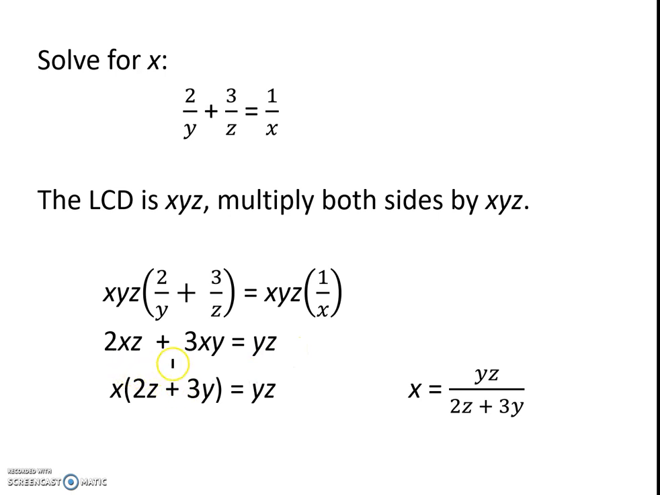We factor out an x on the left side of the equation, and we find that x times 2z plus 3y equals yz. So we want just x by himself, so we'll divide both sides by 2z plus 3y. And we find that yz divided by 2z plus 3y is x.